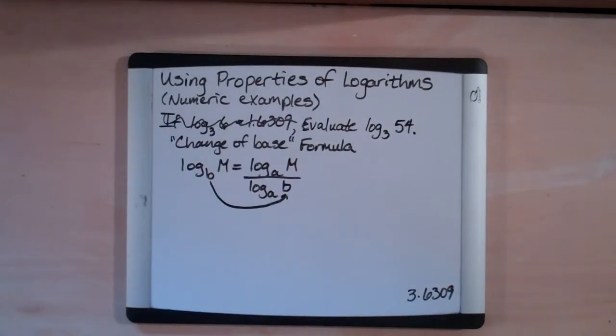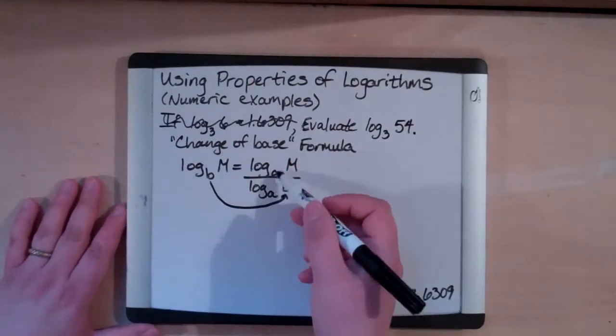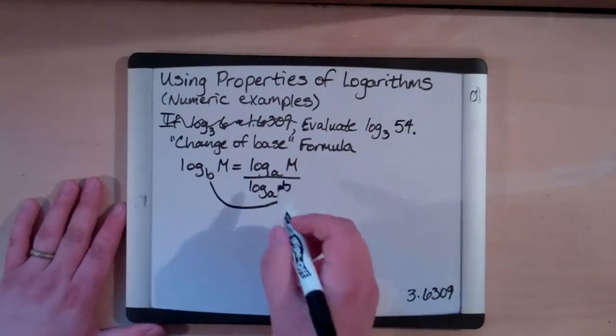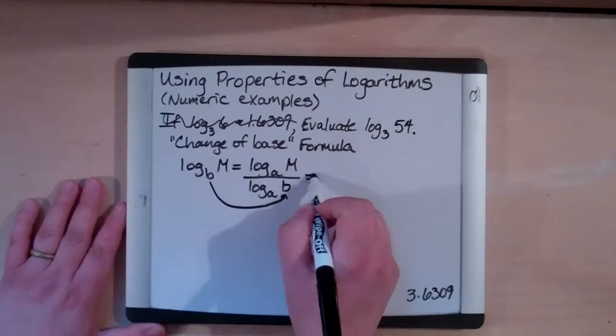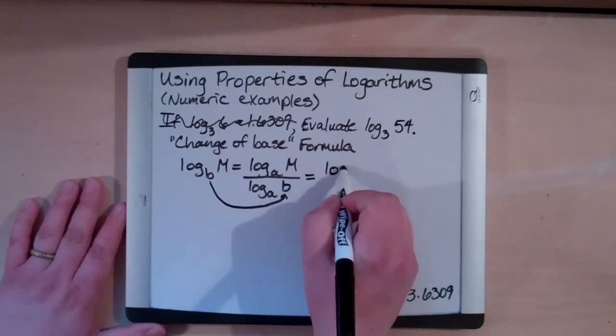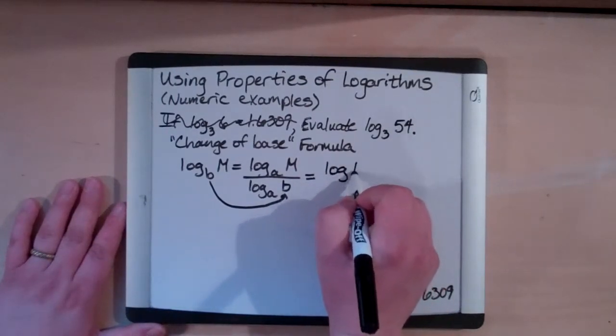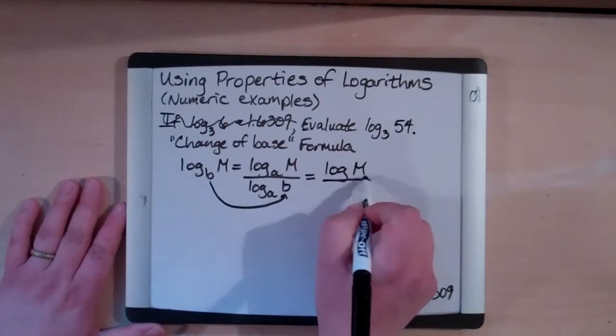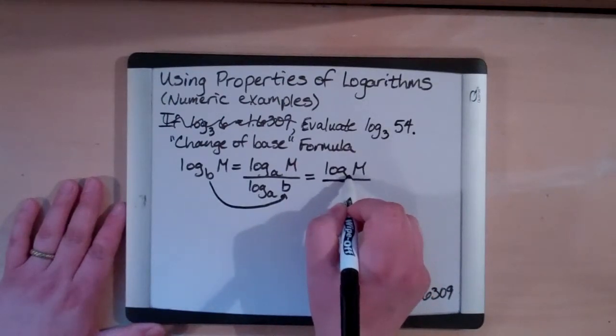And the nice thing about the change of base formula is that you get to choose what a is. And typically we choose base 10 because we have a log base 10 button on our calculator. And remember, when I write this without specifying the base, it means base 10.